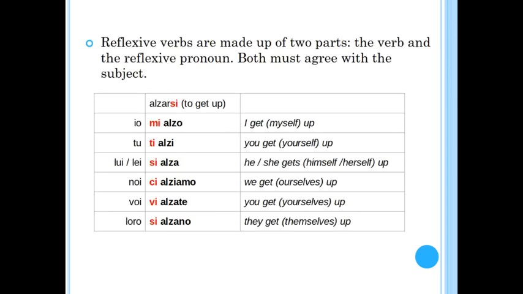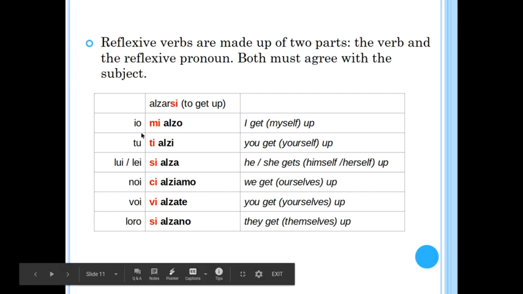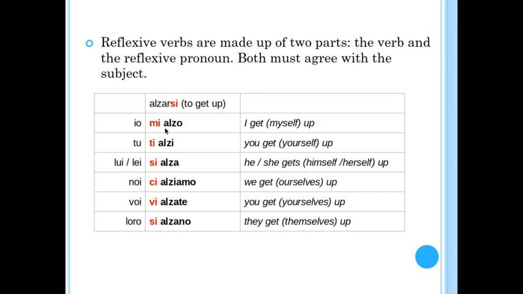Okay, so here we have a chart with the conjugation of a reflexive verb. So reflexive verbs are made of two parts, the verb and the reflexive pronoun. Both must agree with the subject. So each subject has its own reflexive pronoun. And then for the verb, we conjugate it according to its type. So in this case, we have an ARE verb. Notice the AR in the infinitive. So we know it's an ARE verb. And we conjugate it following that pattern. And it all has to agree with our subject.